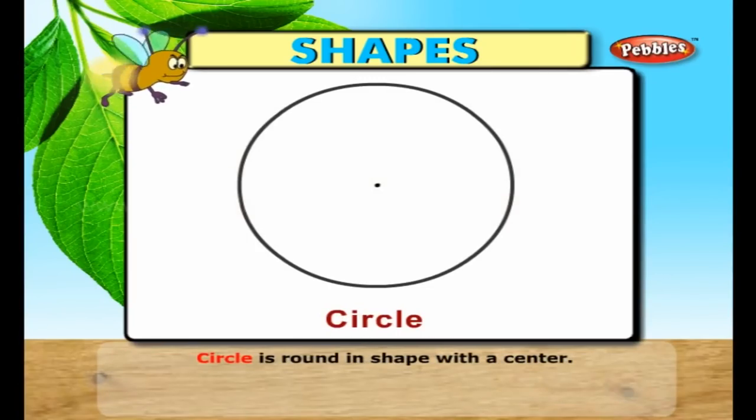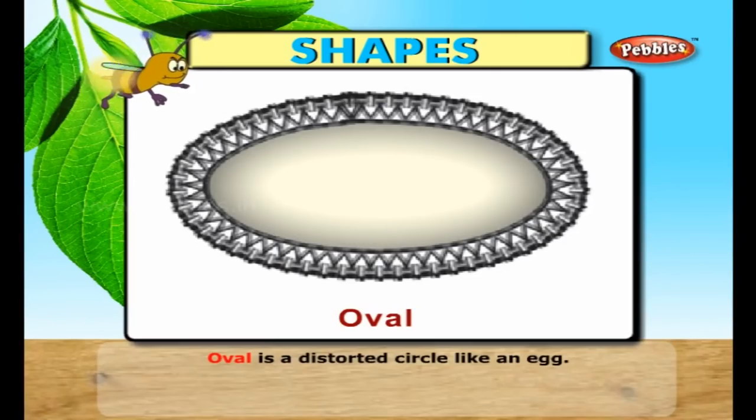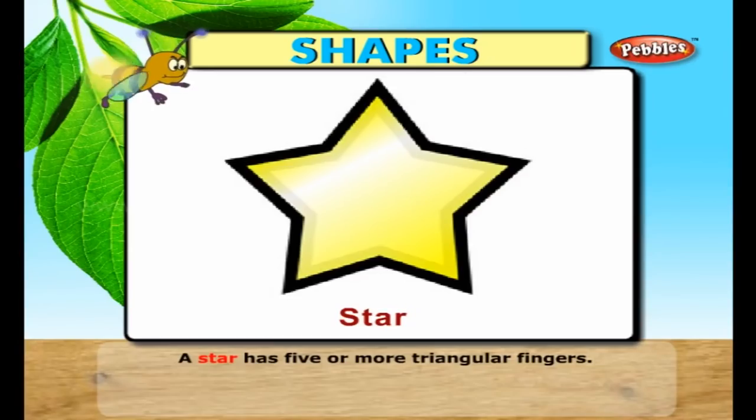Circle is round in shape with a center. Oval is a distorted circle like an egg. A star has five or more triangular fingers.